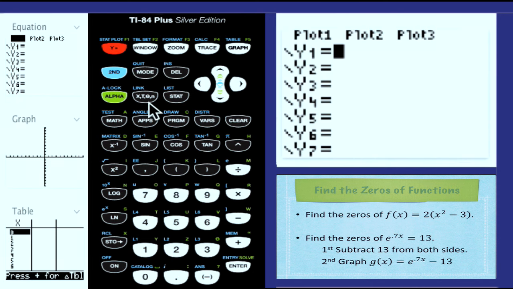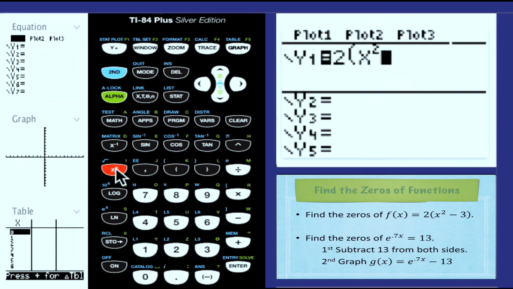and we're going to just type this function in. So 2, then parentheses, and then x squared. So we're going to type the x button is right beside the alpha button or the green button. And now I'm going to raise it to the second power. I can either use the exponent button, or the shortcut button for that is this x squared, which is in this first column on the left.